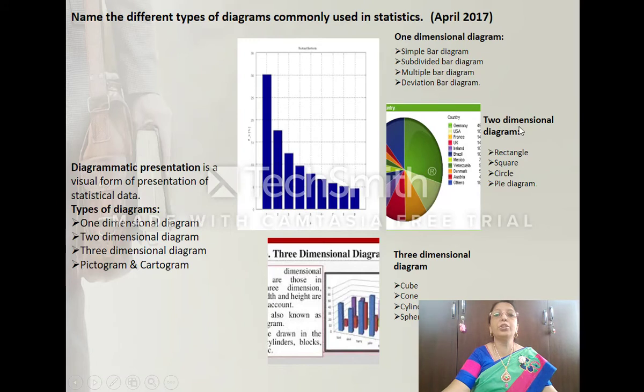So when we go on to the two-dimensional diagrams, both the dimensions are considered, so it's called an area diagram, and that is the length and the breadth. And when it comes to three-dimensional diagrams, it is called the volume diagram, where length, breadth and height are considered. So those are your three-dimensional diagrams.